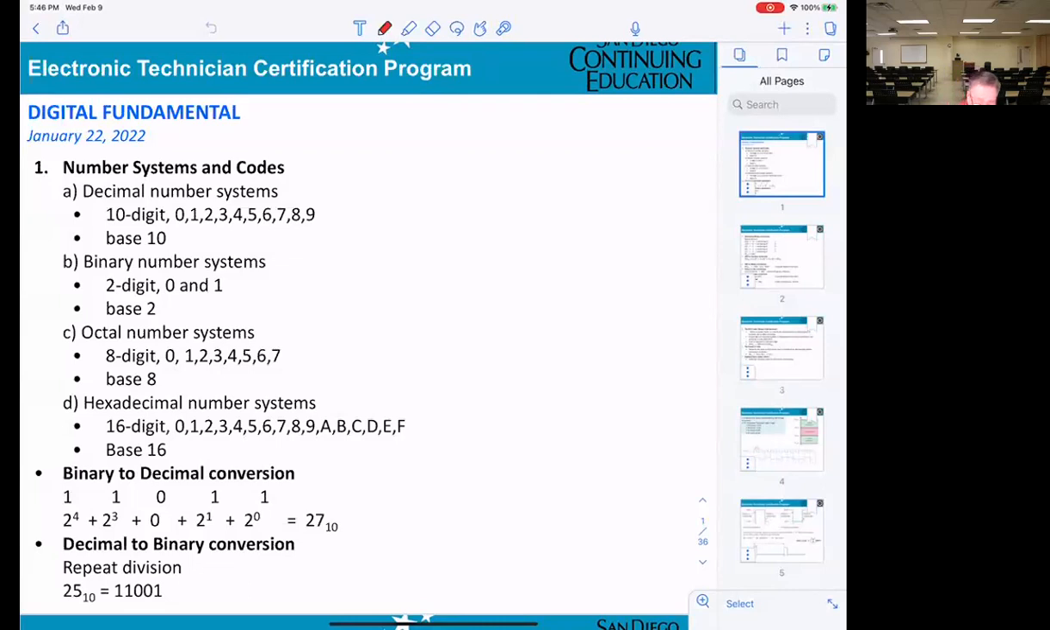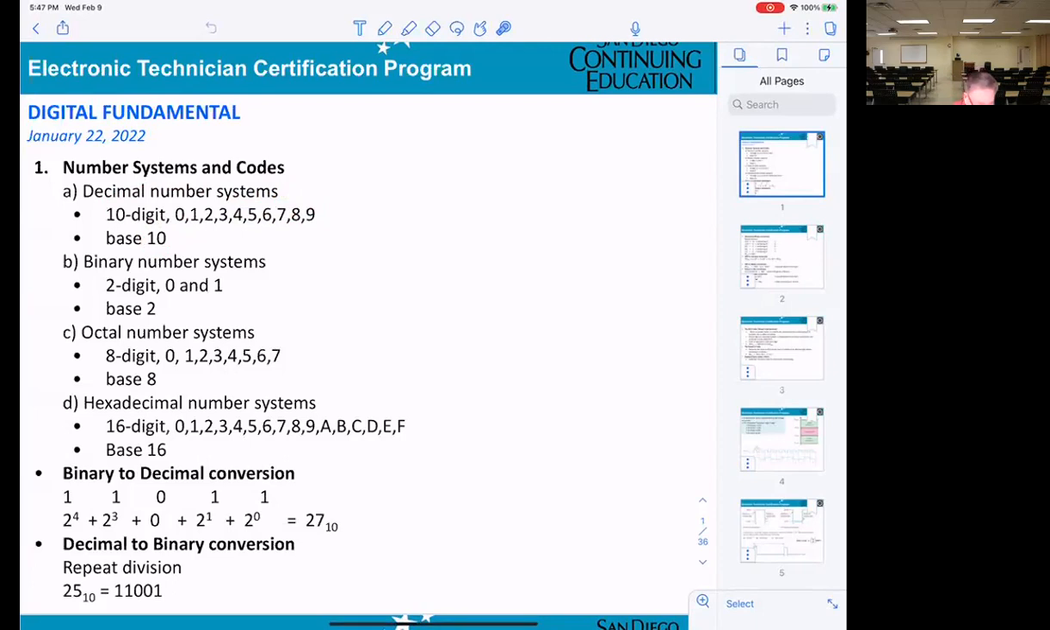Very basic thing: the number system and code. First thing you know, number system, decimal number. Everyone already knows. Decimal will be 0, 1, 2, 3, 4, 5, 6, 7, 8, and 9. We're using it for humans, and they get 10 digits, 0 to 9.